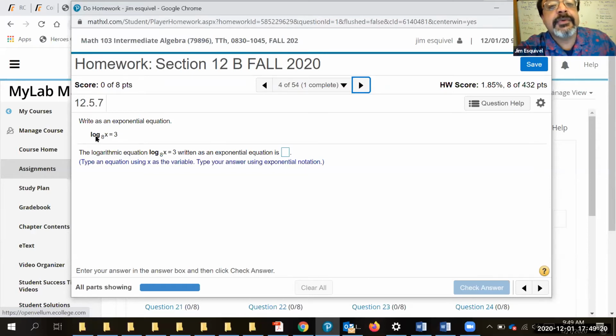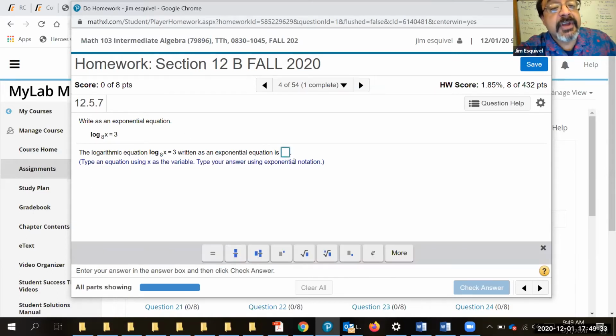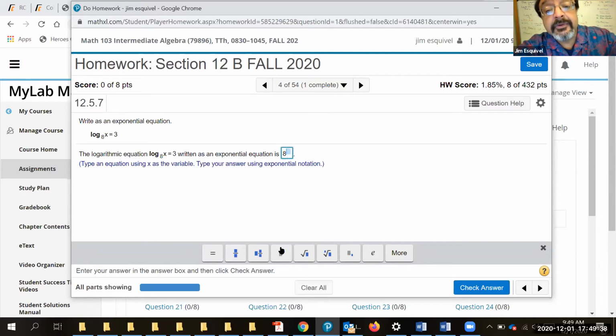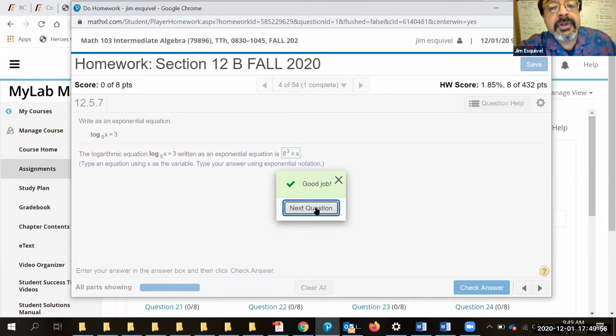Over here on number 4, you're not even really solving. It's just write it as an exponential. They don't even want you to do the final answer. 8 to the 3rd equals what's inside x. They don't even want you to simplify 8 to the 3rd. Leave it as exponential notation.